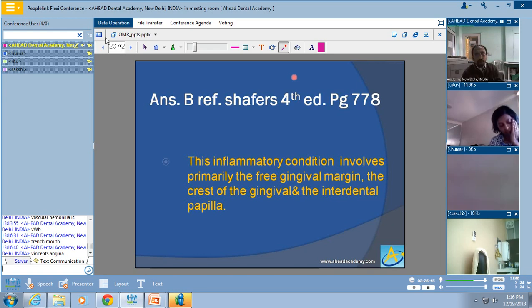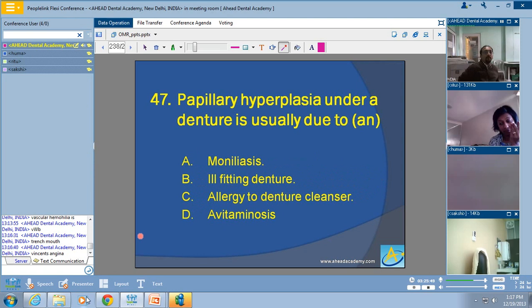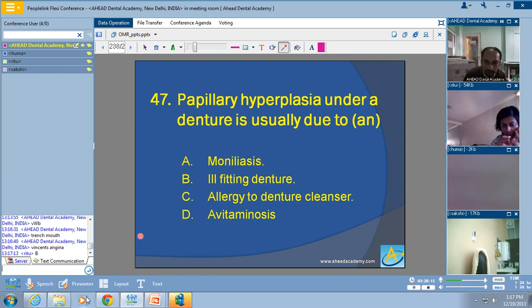47th, papillary hyperplasia under a denture is usually due to, what do you think it could be? What is moniliasis? Moniliasis is candidiasis, but the main question is papillary hyperplasia under a denture, which is also a type of candidiasis, but it will occur due to an ill-fitting denture. So your answer is absolutely correct. It will be due to ill-fitting denture.